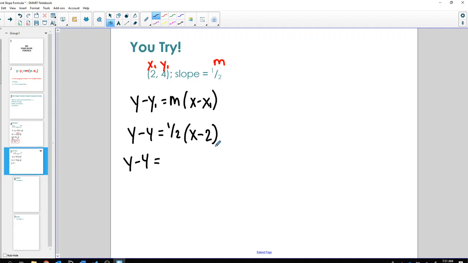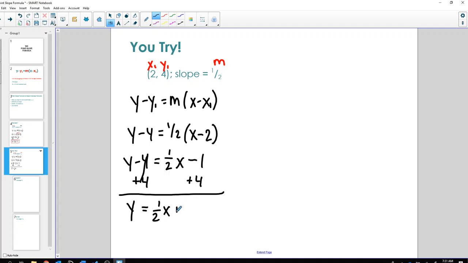On this side, I'm going to distribute my 1/2. So 1/2 times x is just 1/2 x. And then 1/2 of negative 2 is negative 1. And then I'm going to isolate my y by adding 4 to both sides. So those will disappear. And then I have y equals 1/2 x. Now negative 1 plus 4 is going to be positive 3. And this should be what you got when you tried it.